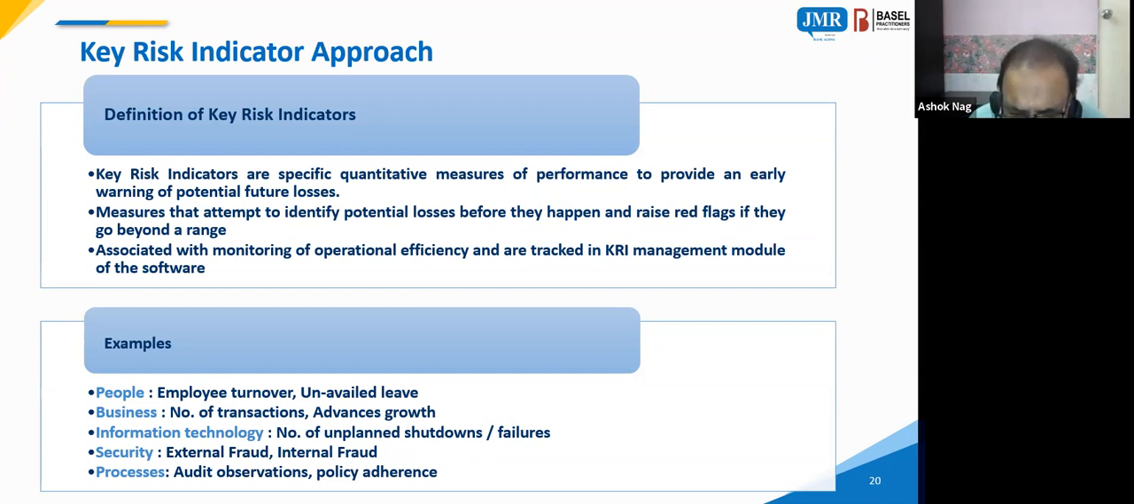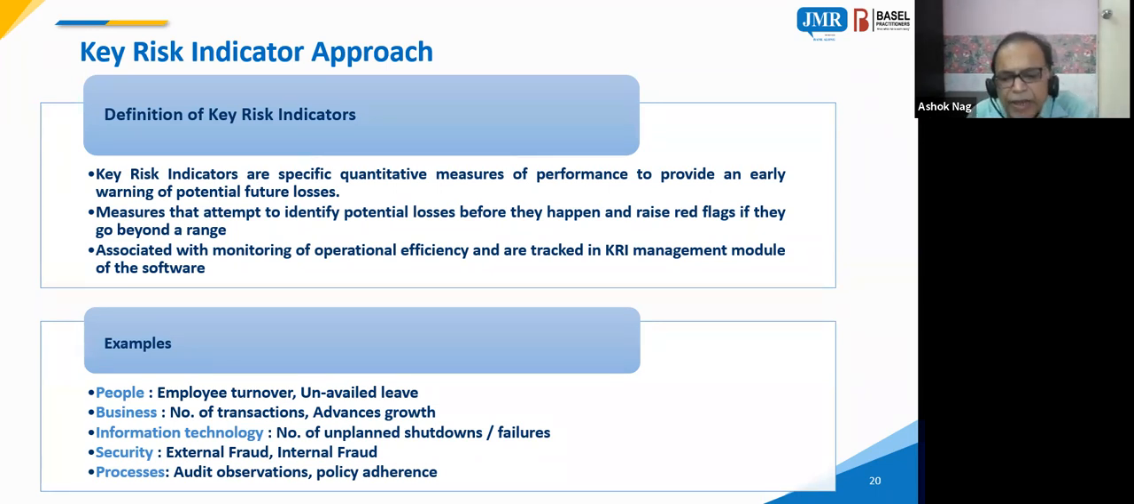The second part is that the key risk indicator approach is extremely important for operational risk management, because it is important for us not only to wait for the operational risk event to occur. Is it possible, to a large extent, to reduce the probability of an operational risk event happening by looking at certain early warning systems? And these early warning systems are called key risk indicators.